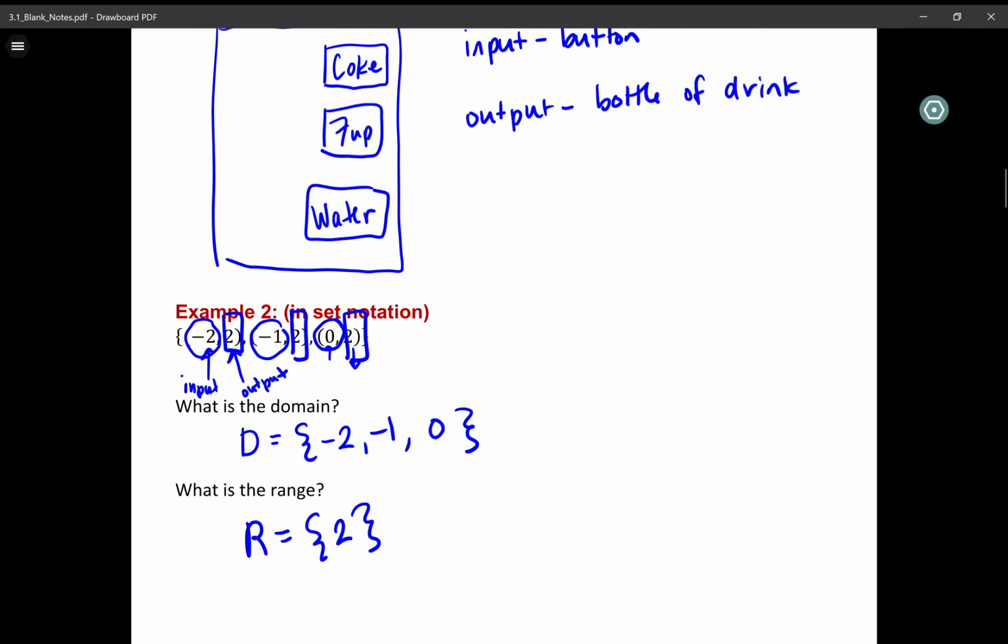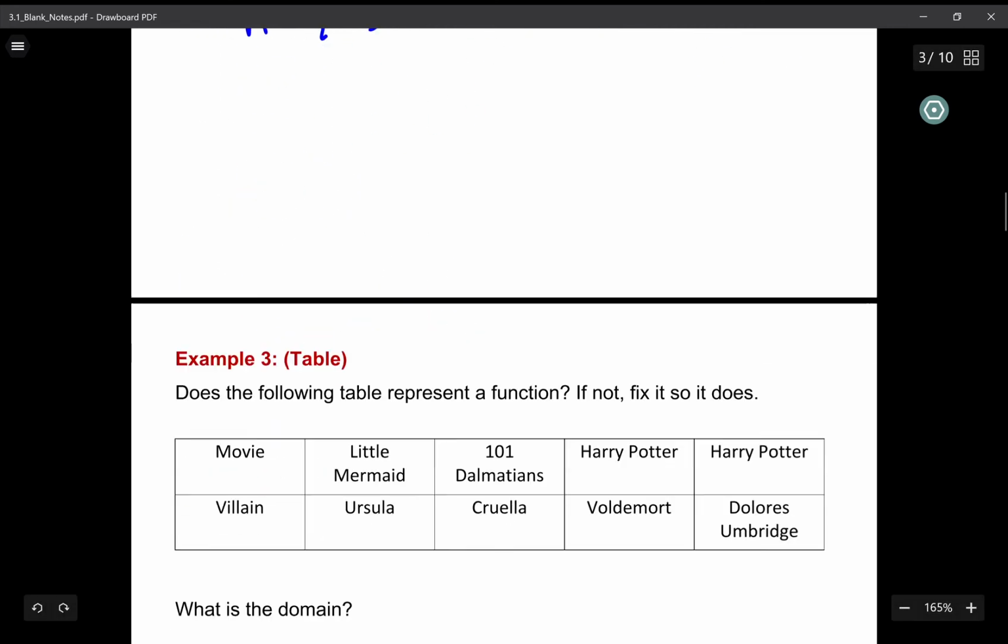And if we thought about it in a real world scenario, this would be like that vending machine that's just all water. No matter what button you push, you get water, but it's okay because you know what you're getting when you push the button.